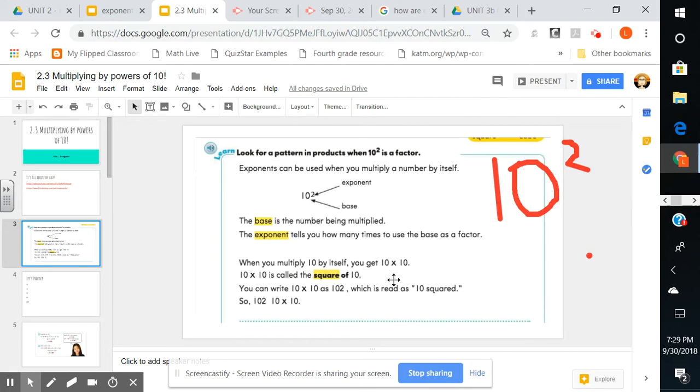10 times 10 is called the square of 10 because it's almost like area. The area of a square is when you multiply the length times the width, and both of them are the same. So if you had a square, all sides are equal. You multiply 10 times 10. That's where they got the word. Instead of saying second power, sometimes they'll say 10 squared. 10 times 10 is 100. Please write everything down that you see here.